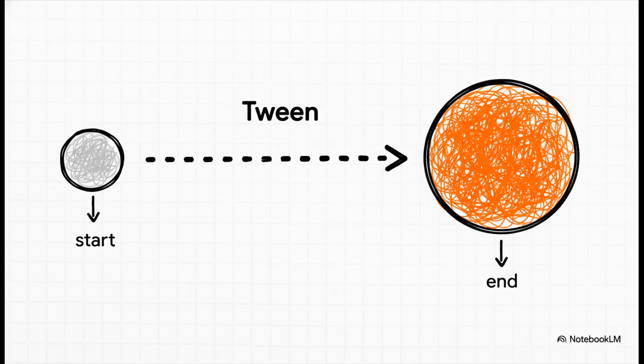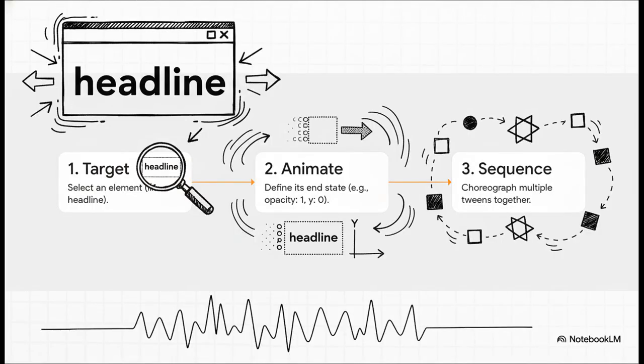A tween is just the animation of a property, like moving something's position or changing its color from point A to point B over a certain amount of time. It's like the single atom of every animation. Let's make that more concrete.